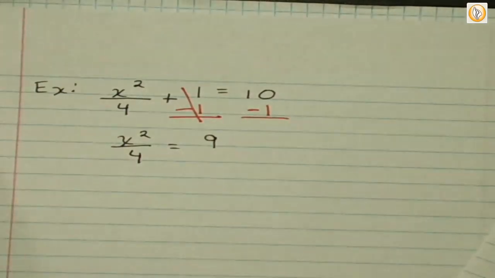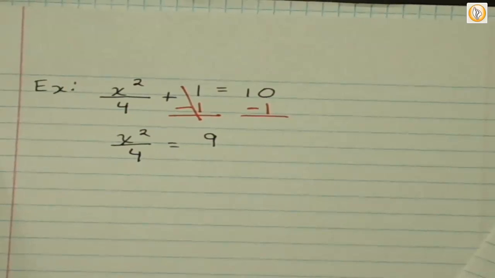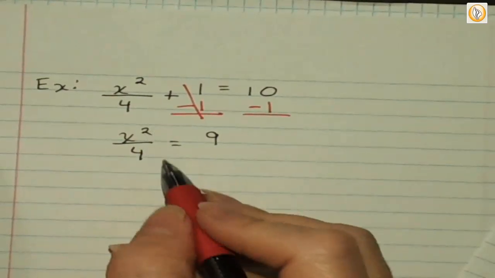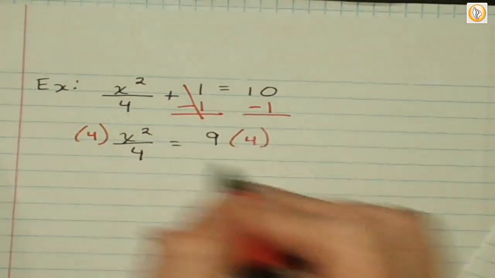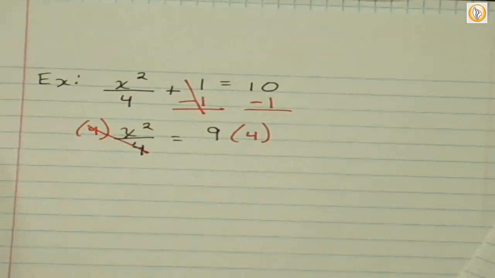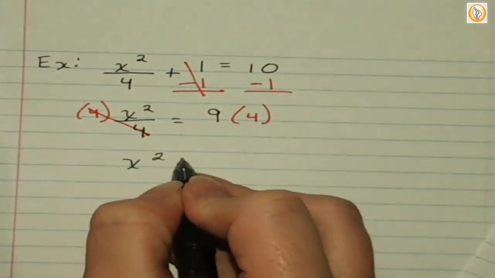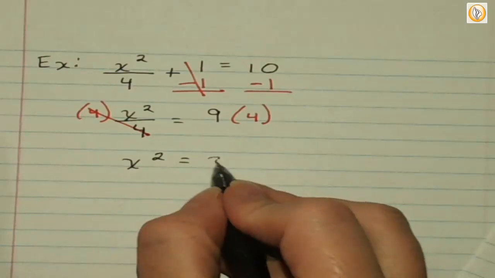Now what do I do? Now we're going to multiply both sides by 4. Bingo. This is why I'm doing this, because it's been a while since y'all really did this. When you're dividing, the opposite is multiplying. So we are multiplying both sides by that 4. Good job. What do you get? x squared equals 36.